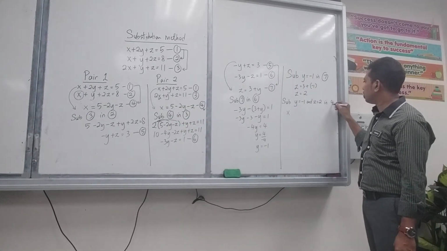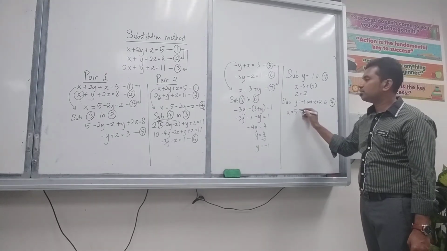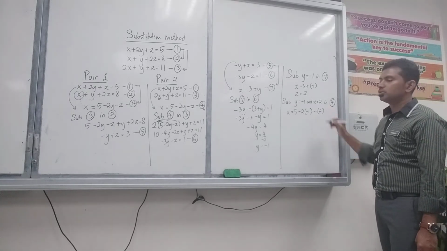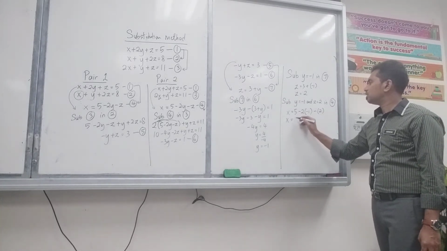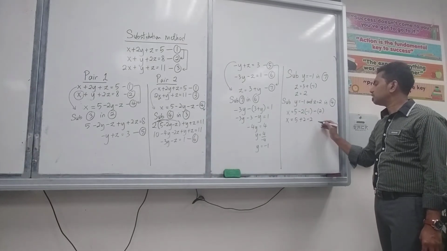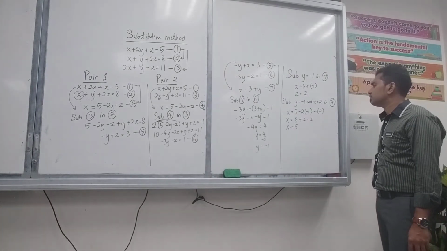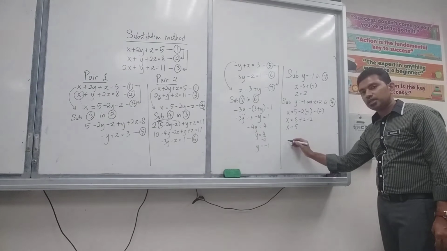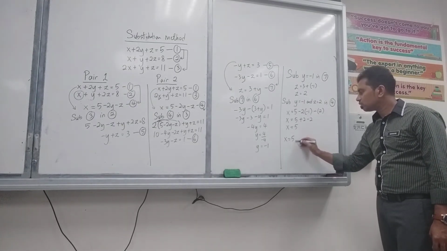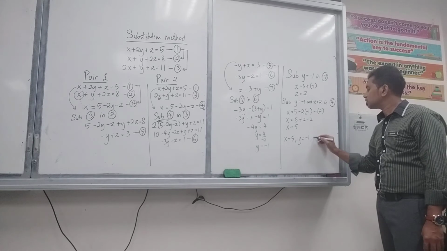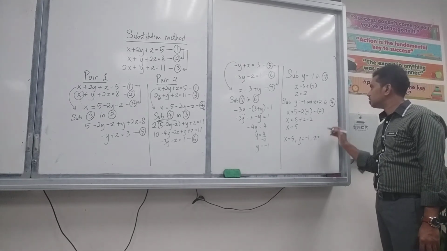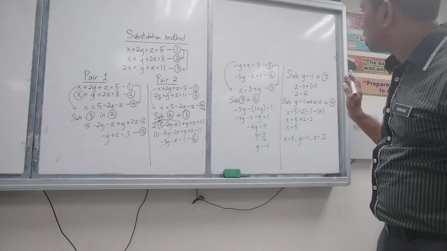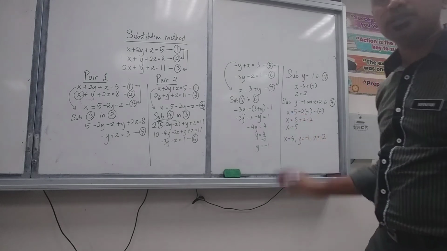So sub in 4. That means x will be 5 minus 2. The y will be negative 1. Z will be 2. Okay. So x is, this one become plus, this one become minus. Then finally the x will be 5. So 7 minus 2 is 5. Then what we can do? Last step, don't forget, please list out all the answers. So this one is the substitution method.